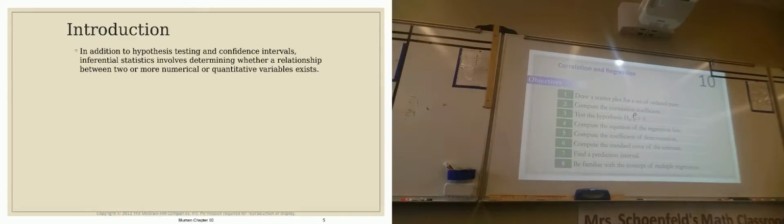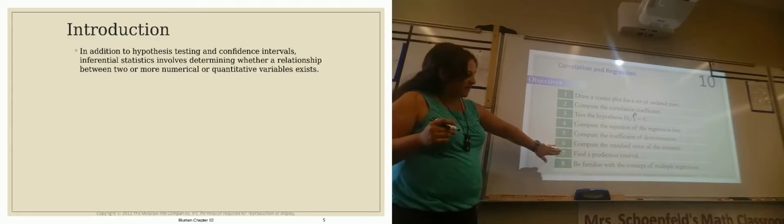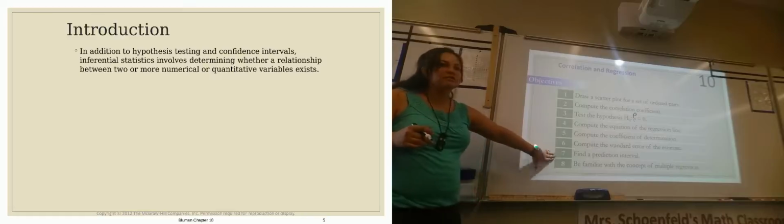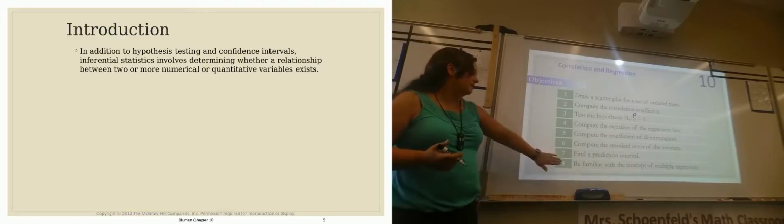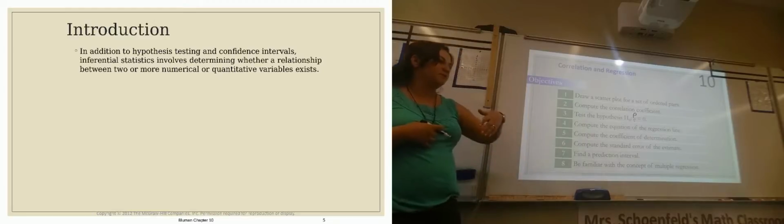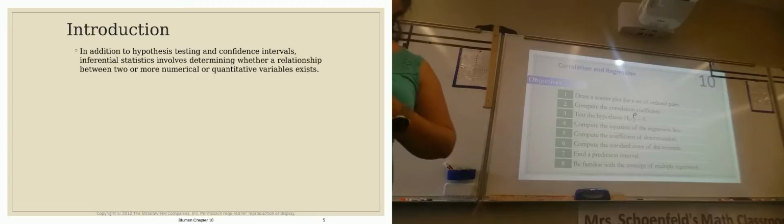Then we're going to do the equation of the regression line, which we did find yesterday. Compute the coefficient, we didn't do that. Compute the standard error of the estimate, we didn't do that. Find a prediction interval, so remember those mu is between, we'll have rho is between kind of things. Familiar with the concept of multiple regression. We're not going to do the whole section on multiple regression though.